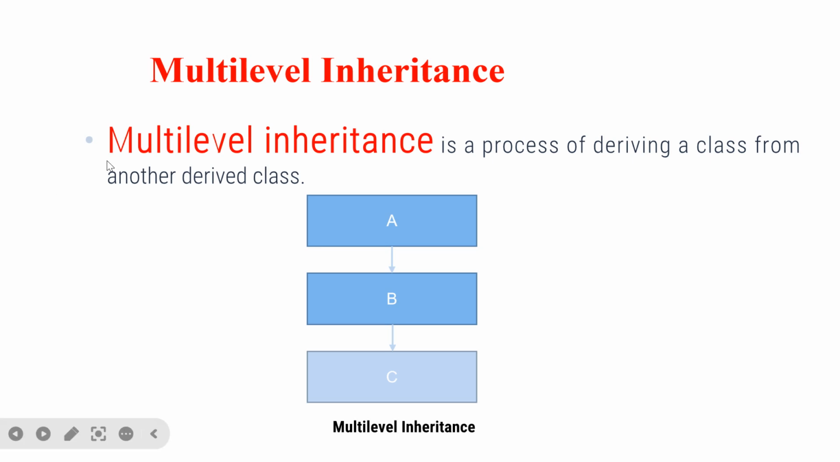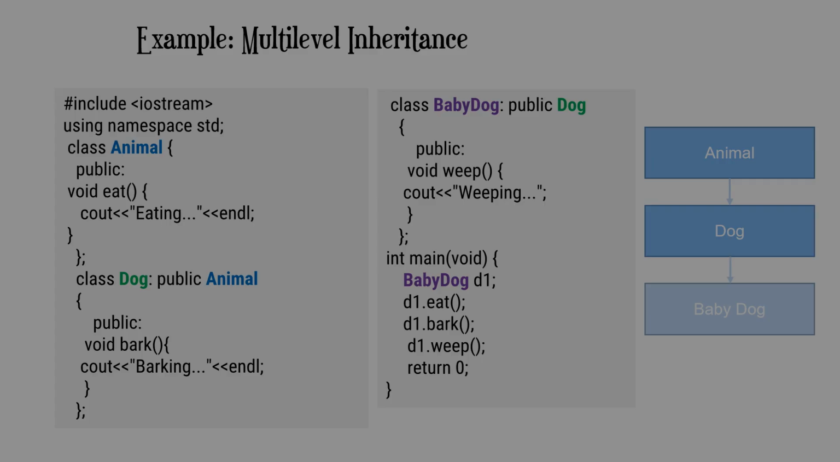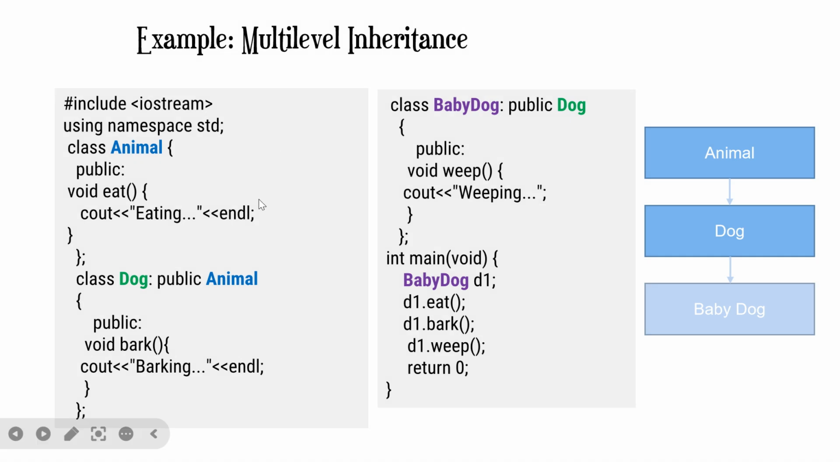Next, we are going to discuss multi-level inheritance. It's a process of deriving a class from another derived class. So according to B, A is the base class. According to C, B is the base class. So this is about multi-level inheritance.